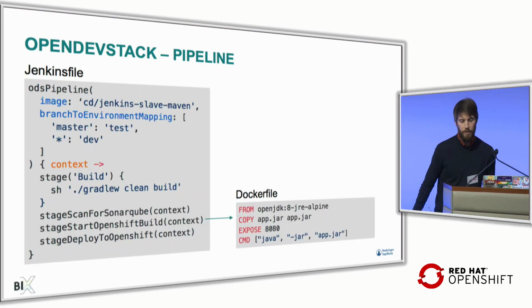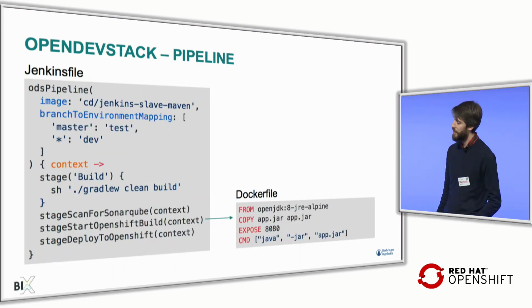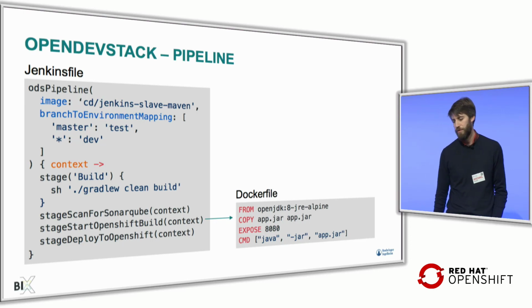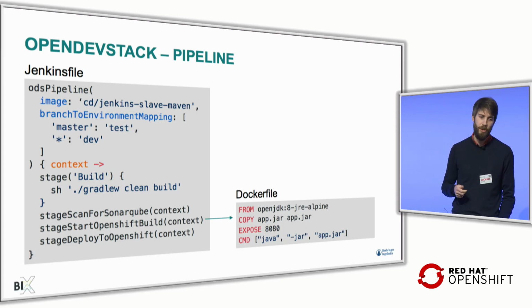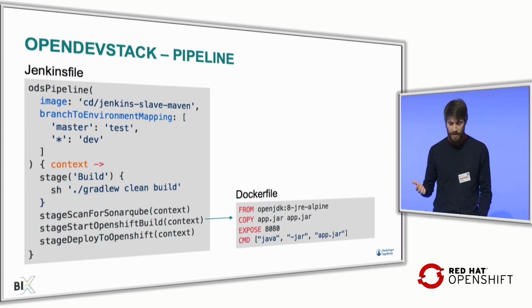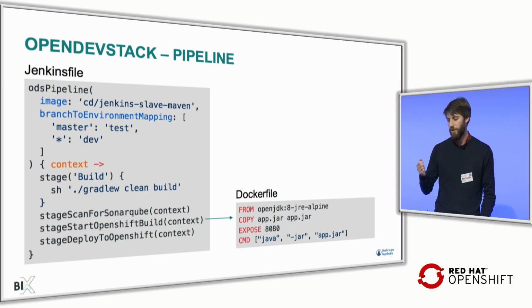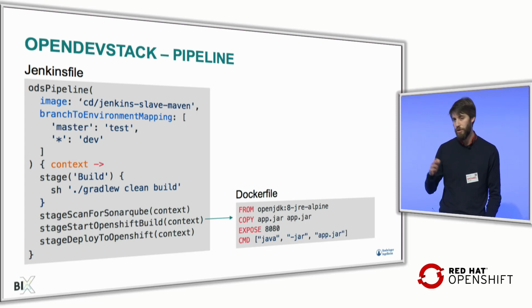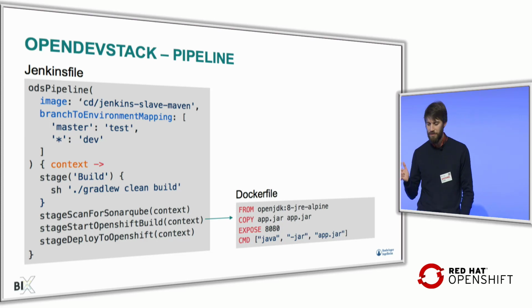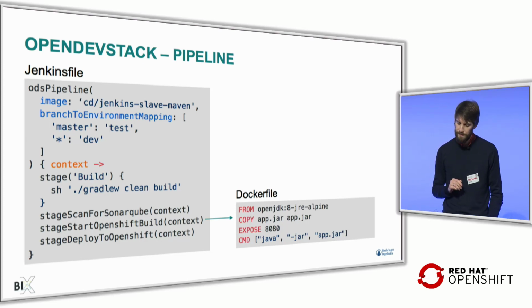To have a bit of an example, here on the left-hand side, you see an example of a Jenkinsfile that is provisioned. It calls a custom function from the shared library, ODS pipeline, where you reference an image, an agent image that comes with a quickstarter. It maps branches to environments. So you can say, for example, the master branch should go to test, and all other branches should go to dev. You can set this up however you want.